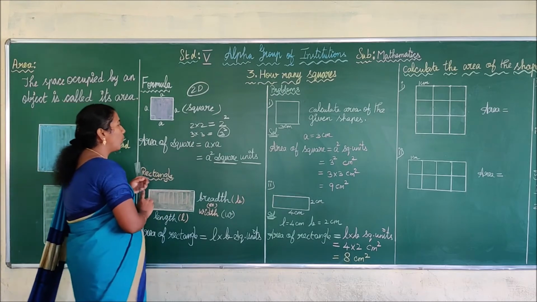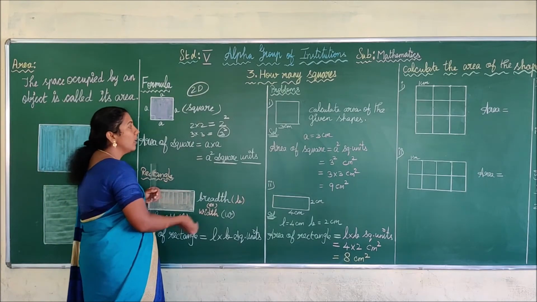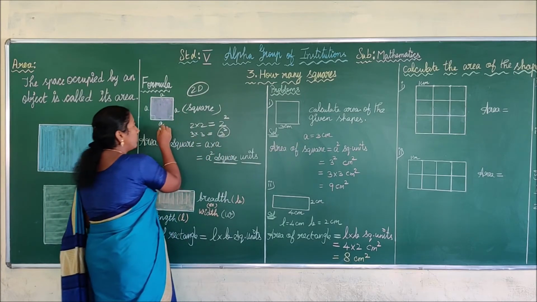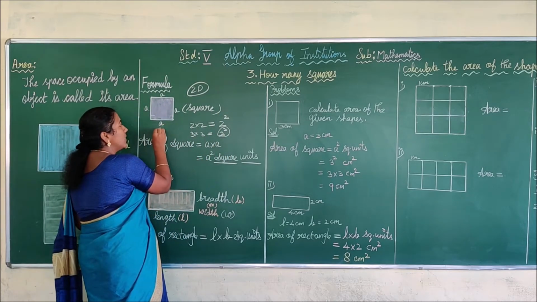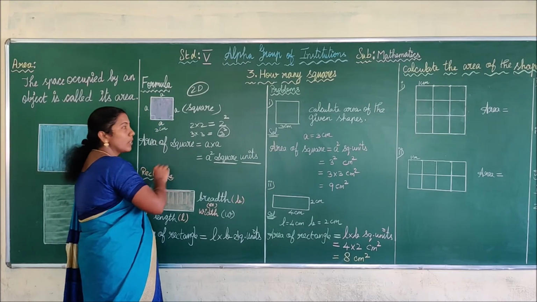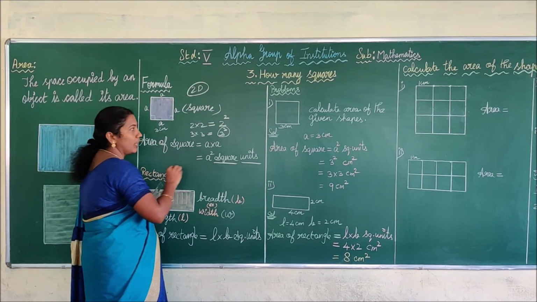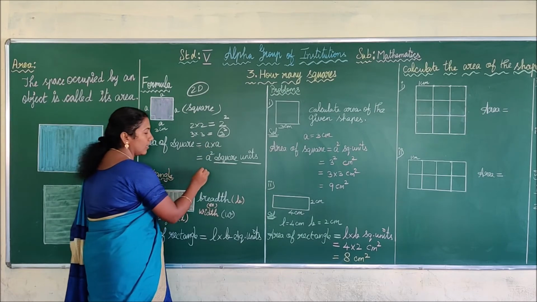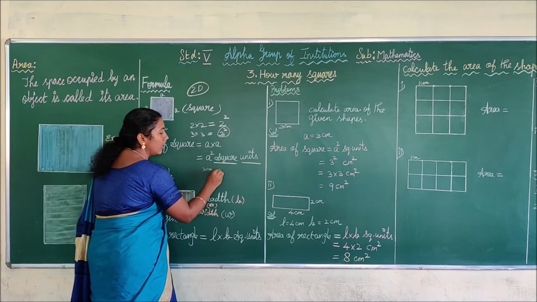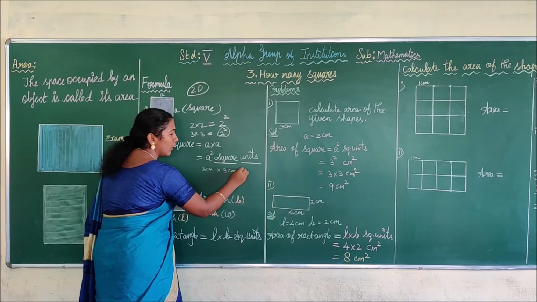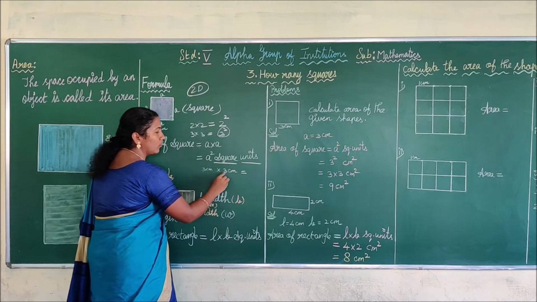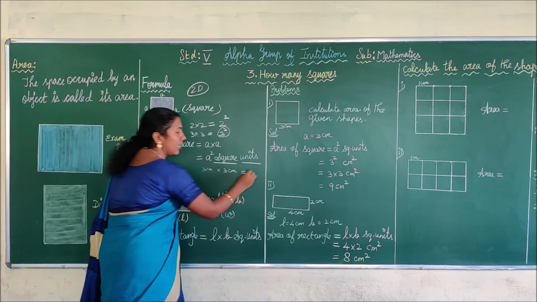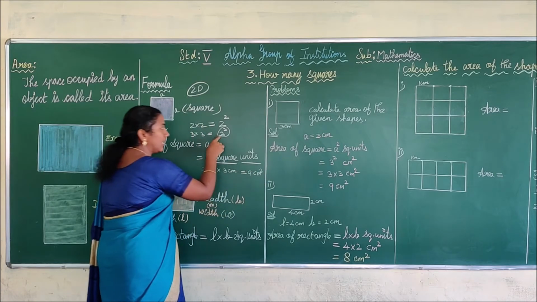While we are finding the area of a square, we are multiplying the lengths of the sides. Suppose we take the side of the square as 3 centimeters. So all the sides are 3 centimeters. To find the area, we have to multiply its two sides. That is 3 centimeter into 3 centimeter. So what is your answer? 3 into 3 is 9. Centimeter into centimeter, we write as centimeter square.